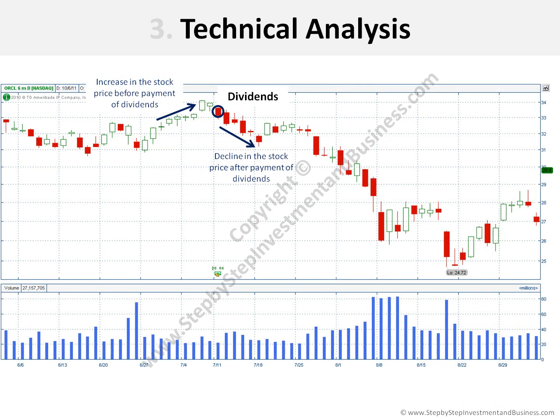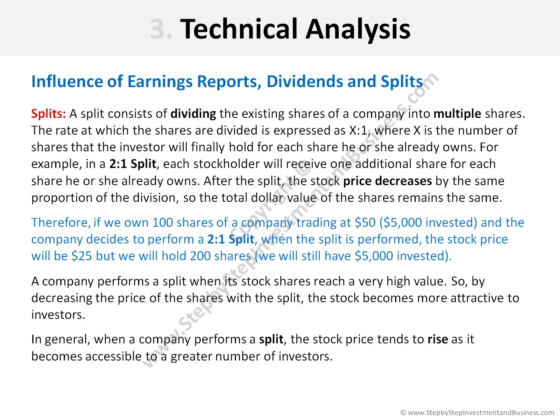This can be seen in the following example. The blue circle indicates the day the company paid out dividends. Notice that on the days before the payment of dividends, there was an increase in the stock price, and after the payment, there was a decline in the stock price. Now let's see the influence of splits.